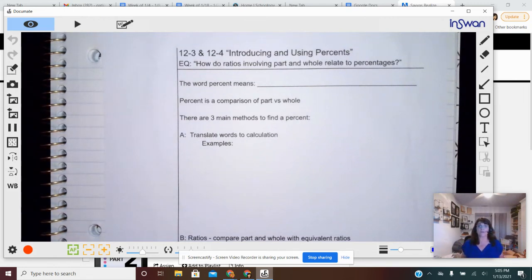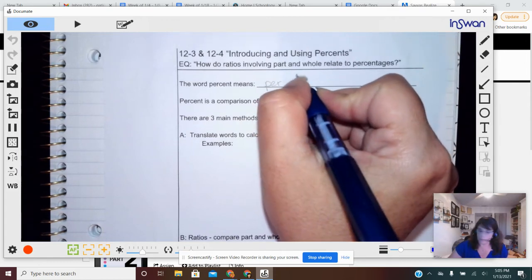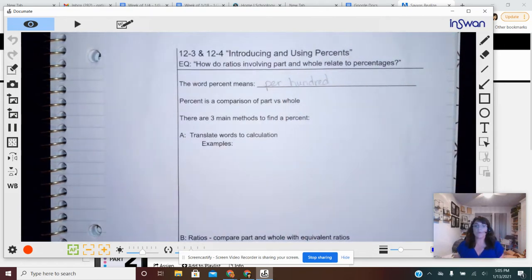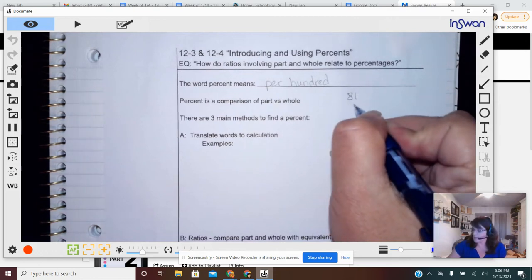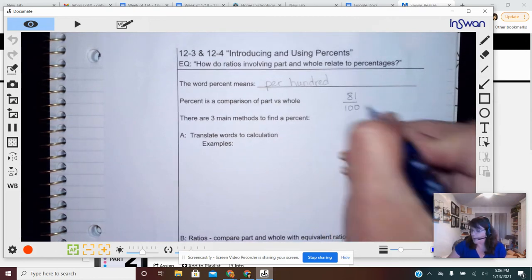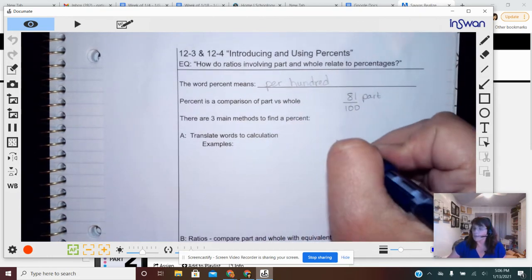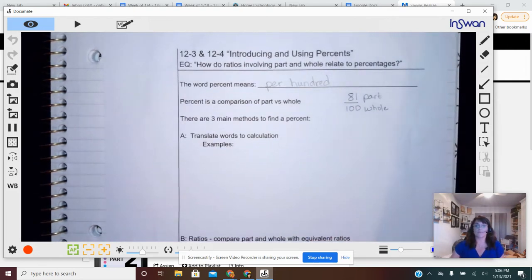Starting with, to be honest, what does that word mean? Percent means per 100. So if I got 81% on my test, one that you guys are used to hearing, 81 per 100. It is a comparison of the part I got right and the whole that was available. That is all a percent is or has ever been.